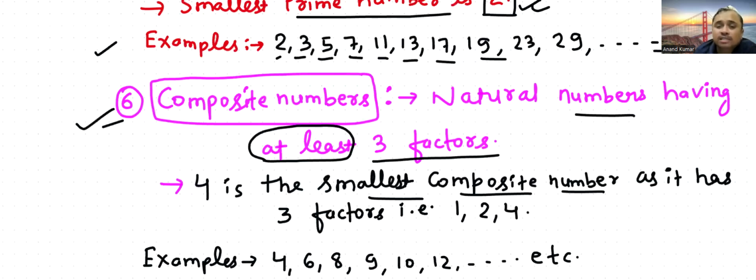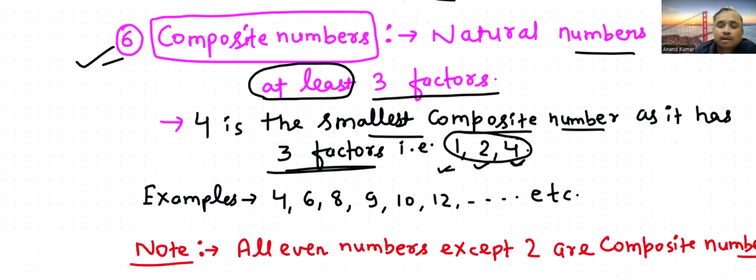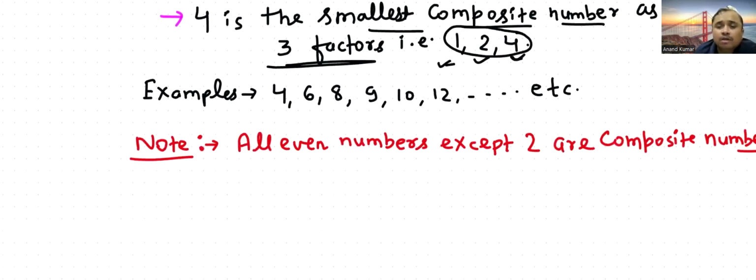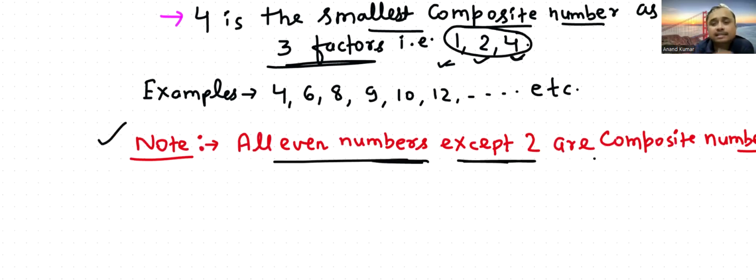You can see four is divisible by one because one is the universal factor of every number. Two is also a factor of four, and the number itself, four, is a factor of four. So there are three factors for this particular number four. That's why four is the smallest composite number. And remember, all even numbers except two are composite numbers.